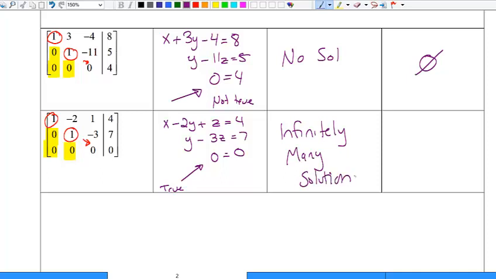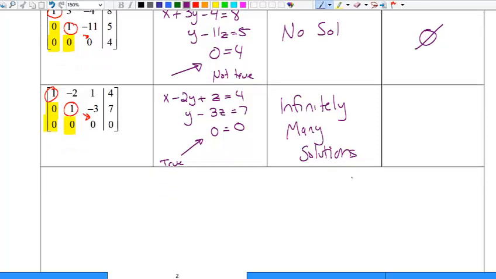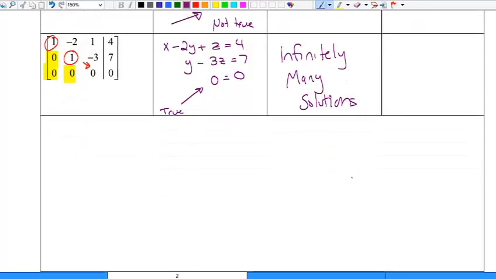But it's just not sufficient to say, oh yeah, there are a lot of solutions, because it's not all real solutions. It's just that there are a lot of them. So we need to describe them a little more thoroughly. What I'm going to do is solve my equations for x and y.